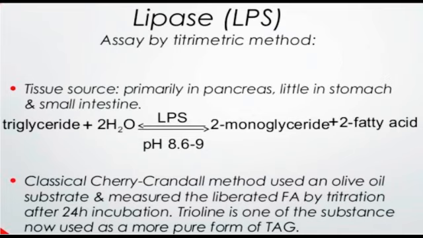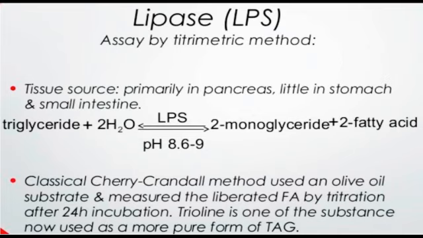Next, coming to the assay of lipase enzyme. The lipase enzyme is mainly present in the pancreas and in trace amounts it is found in the stomach and small intestine. The normal serum lipase level is 50 to 175 international units per liter. Lipase acts on triacylglycerols to liberate glycerol and free fatty acids. The assay of lipase is done by two different methods. The first one is the titrimetric method and the second one is the turbidimetric method.